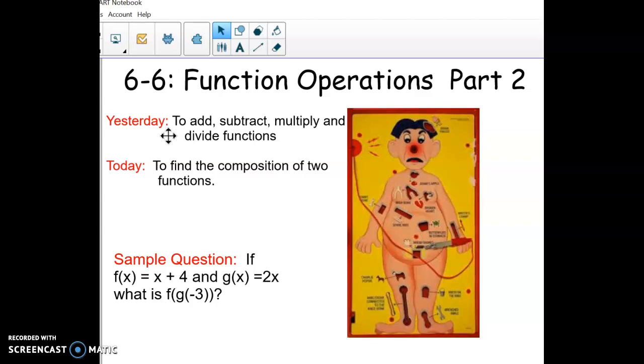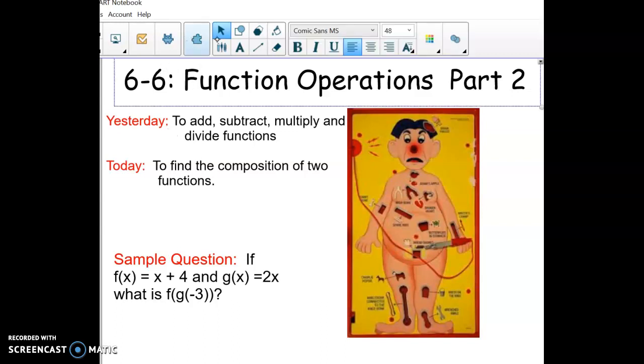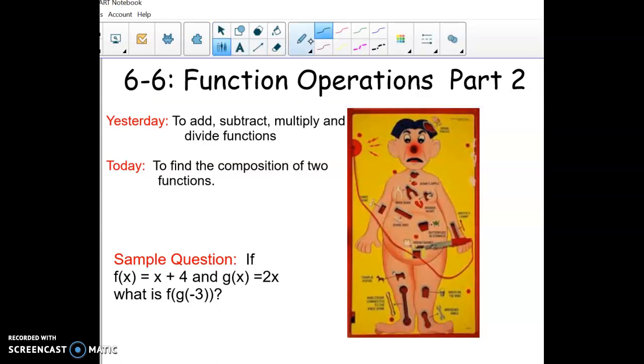All right, welcome to section 6.6, day 2 or part 2. We are going to do something called composition today. So in the previous lesson in 6.6, we added, subtracted, multiplied, and divided functions. Today we're going to learn something new, which is called the composition of functions, and generally just composition of two functions. And a lot of this, the math is actually really easy. Adding, subtracting, multiplying, dividing, that part is not hard. The hard part is understanding function notation.